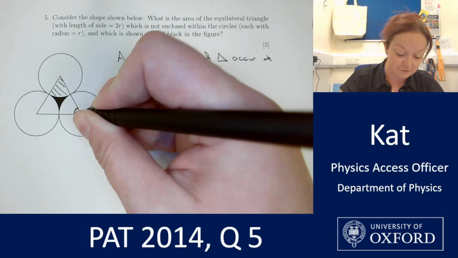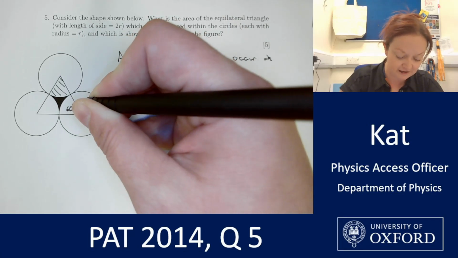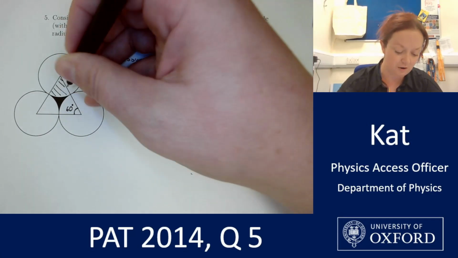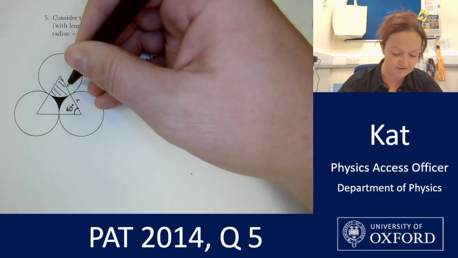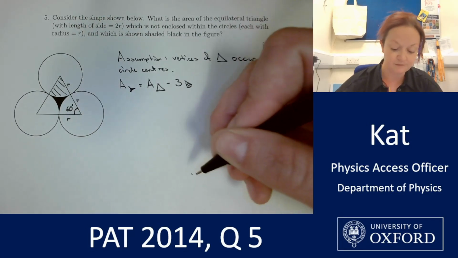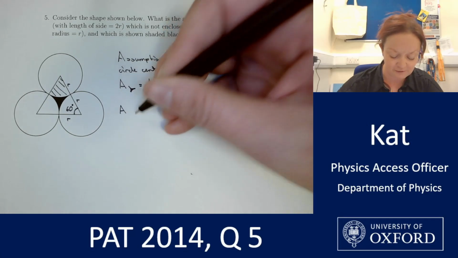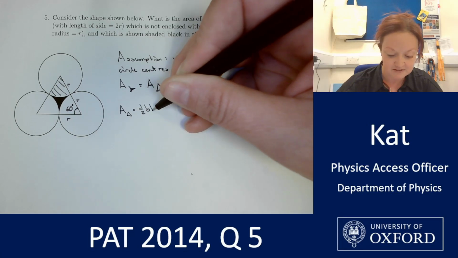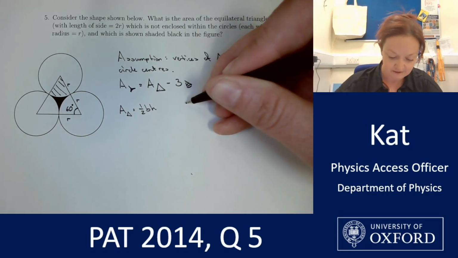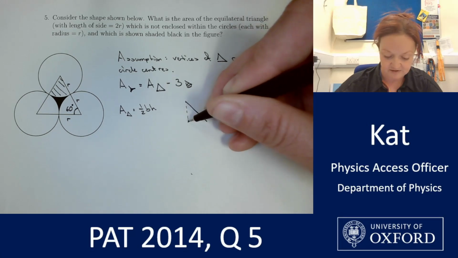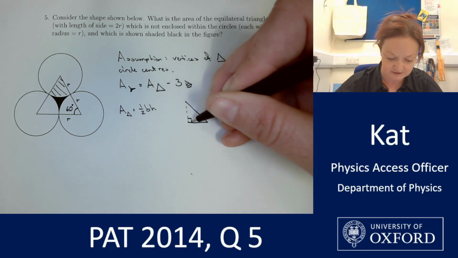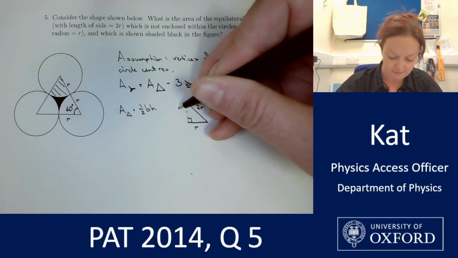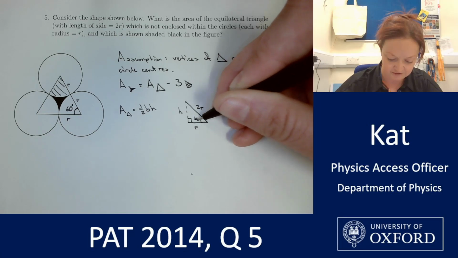I know it's an equilateral triangle, which means the angles are all 60 degrees. I know it has a side length of 2r, meaning that each of these sections is r. To calculate the area of a triangle, the formula is 1/2 times the base times the perpendicular height. Sketching this to one side so that it's clear: 2r along here, r along here. Perpendicular height is the one that I'm trying to find.